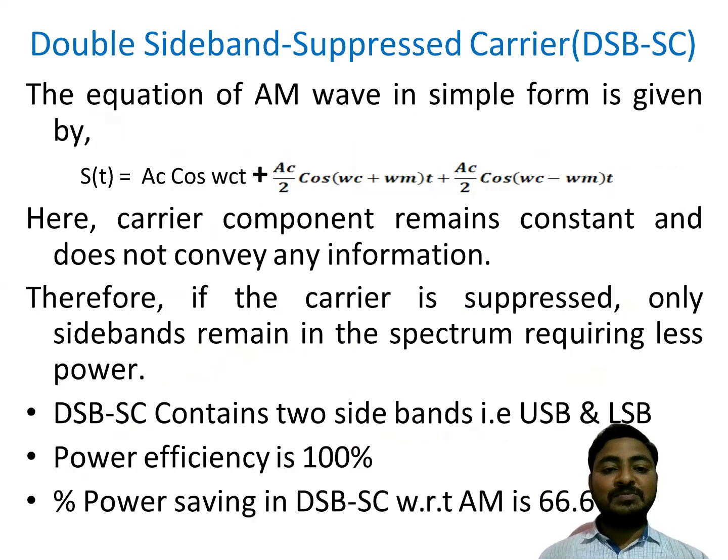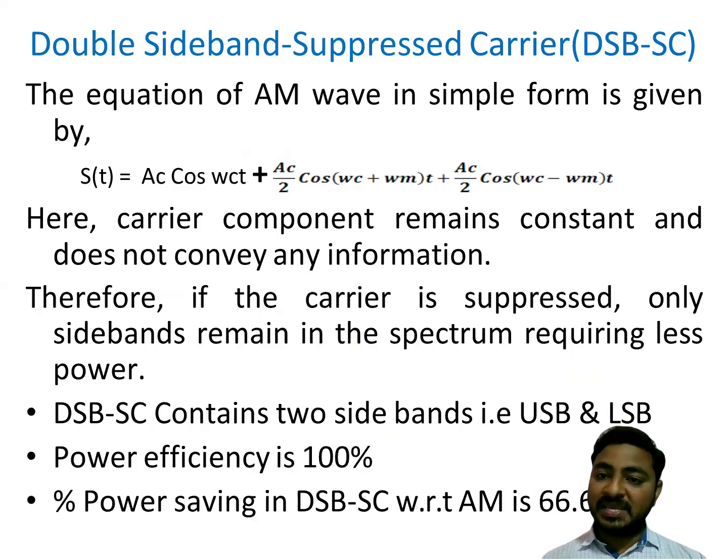Here, the amplitude modulated wave contains three components. The first one is the carrier component, the next is the upper sideband component, and the next is the lower sideband component. In the above AM wave, the carrier component remains constant and does not carry any information. Therefore, if the carrier is suppressed, only the sidebands remain in the spectrum, which requires less power.